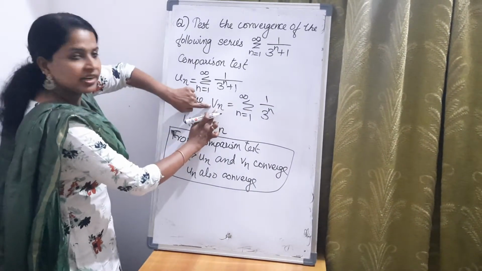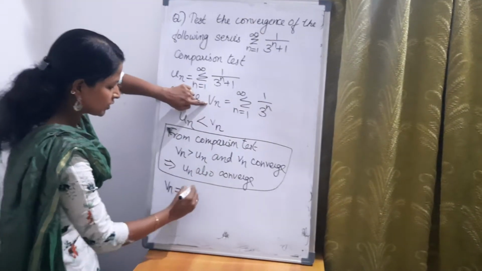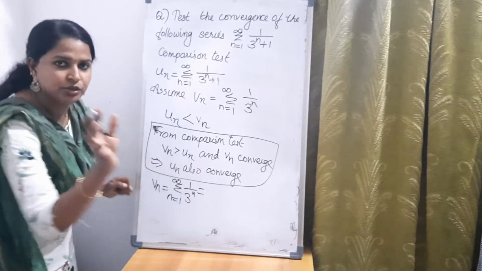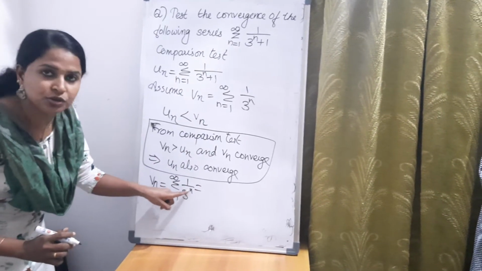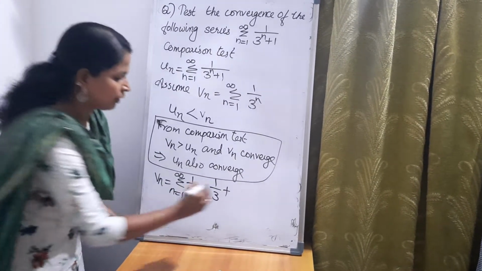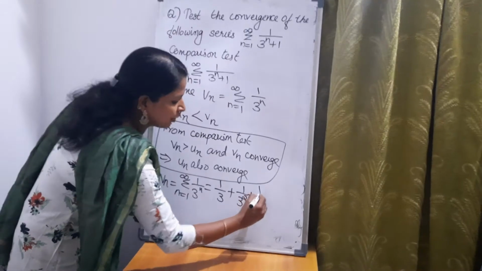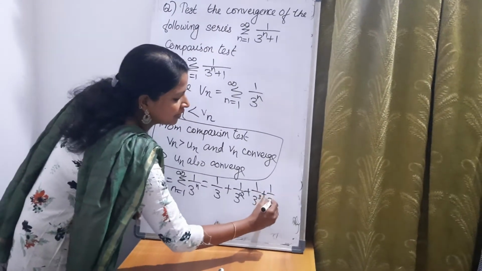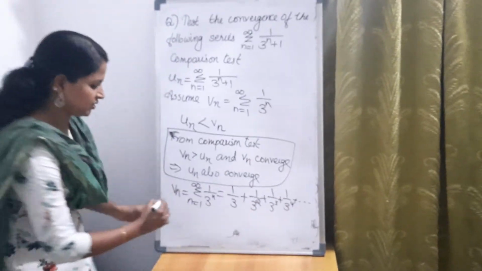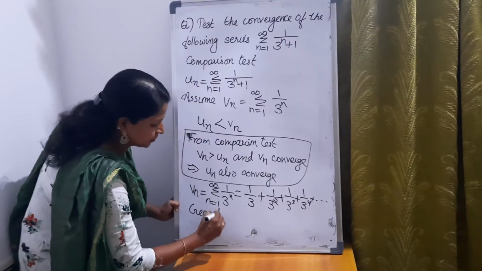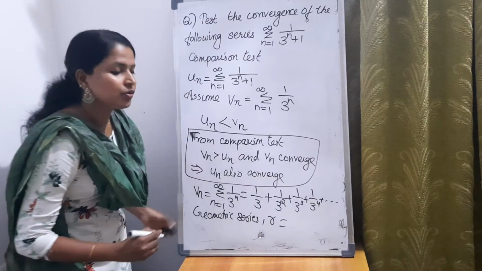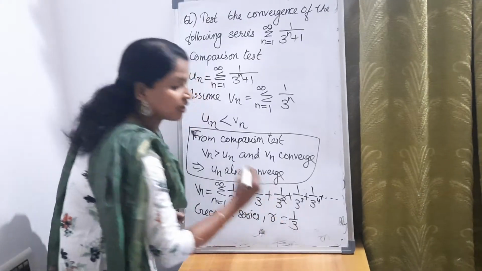What is Vn? Vn is the series sigma n equal to 1 to infinity 1 by 3 raised to n. That is equal to, put n equal to 1, 1 by 3, plus n equal to 2, 1 by 3 square, plus 1 by 3 cube, plus 1 by 3 raised to 4, which is a geometric series with the common ratio r equal to 1 by 3.